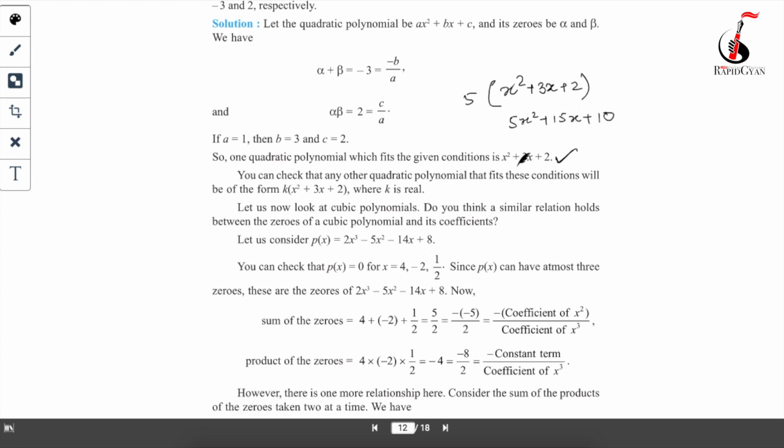Your answer is not only x square plus 3x plus 2, but even if x square plus 3x plus 2 is multiplied with any real number, let's say k, that condition will also be true. Means if you solve 5x square plus 15x plus 10, you are going to get the same answer which you get from x square plus 3x plus 2. So that's why we write our answer in this form: k in bracket x square plus 3x plus 2, where k is a real number. In this way we write our answers. Okay beta?